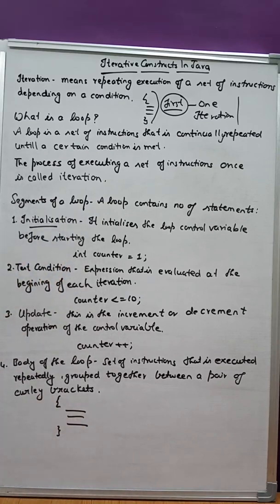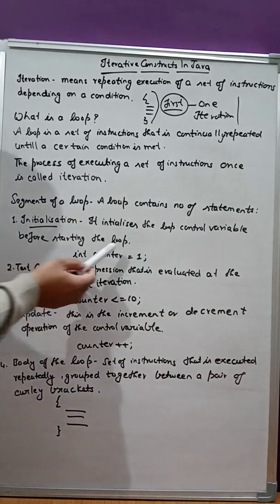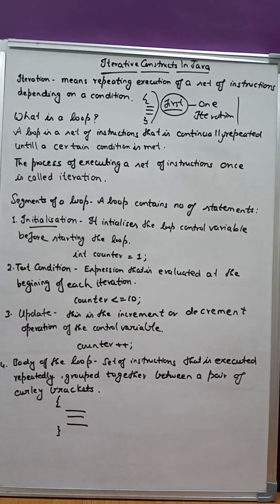You have already read about the concept of initializing a variable. Initializing a variable means providing a value to the variable so that it can be used. The definition says that initialization sets the loop control variable before starting the loop. Before the loop starts, like in the earlier programs, you must provide a value to the variable.